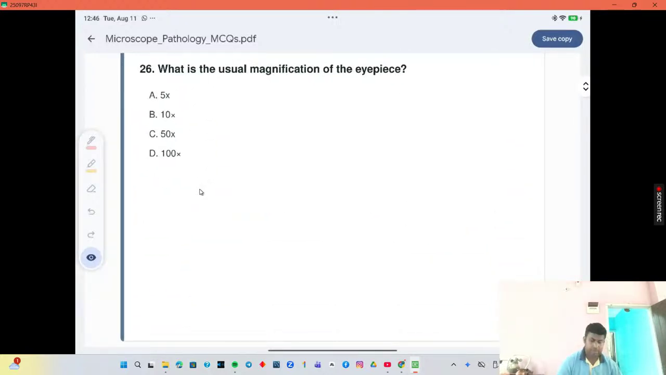What is the usual magnification of the eyepiece? The usual magnification of the eyepiece is 100x. The right answer of this question will be, what is the usual magnification of the eyepiece? Oh, no, sorry. The usual magnification of the eyepiece will be 10x.